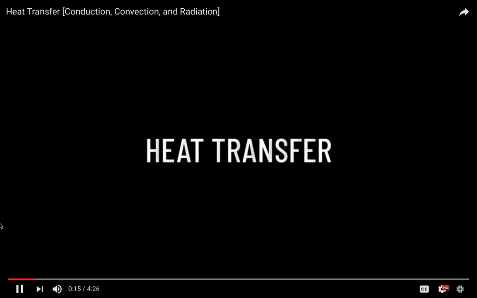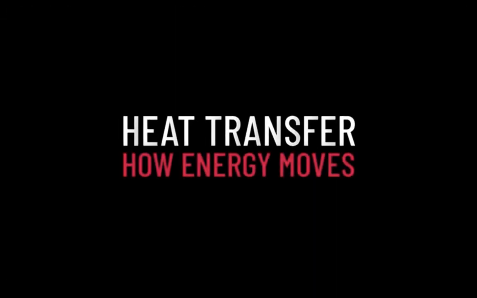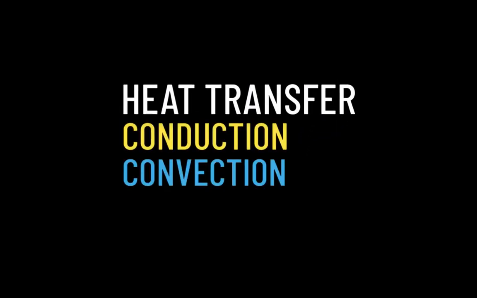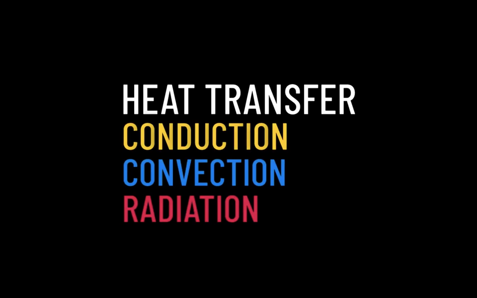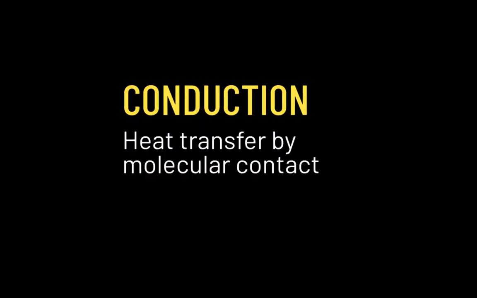What we're really talking about here is how energy moves, specifically heat energy, and how it gets from point A to point B, whether it be here on the surface of the Earth, up in the atmosphere, or even out in space. Heat transfer occurs really in three ways, and these include conduction, convection, and radiation. Let's take a look at each of these, starting with conduction.